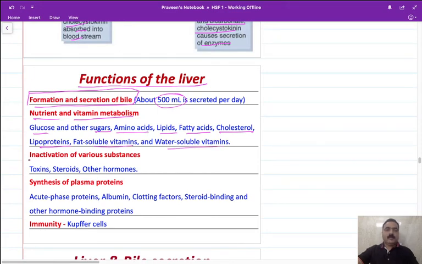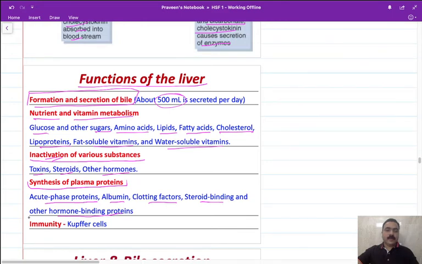Another important function of the liver is inactivation of various substances like toxins, steroids, and other hormones, for elimination. Then synthesis of plasma proteins, except the globulins. Immunoglobulins are not synthesized in the liver. All other plasma proteins are synthesized in the liver, which includes the acute phase proteins, albumin, the various clotting factors, and the steroid-binding and other hormone-binding proteins.